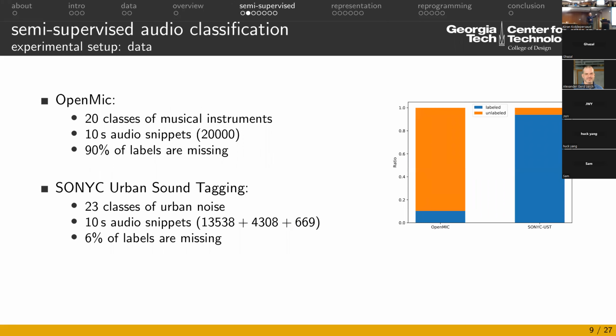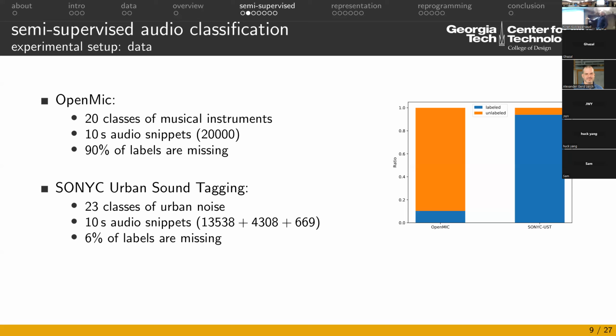Okay, quickly about the data set. We actually did this study with 2 data sets. So this is the open mic data set that I talked about. We have 20 classes of musical instruments. It's always 10-second snippets, and the instrument can play anywhere in there, right? So it doesn't have to play continuously over the 10 seconds, but it's what we refer to as a weak label. So we don't know the exact time within the 10 seconds that the instrument appears. And actually 90% of the data are unlabeled in this data set.